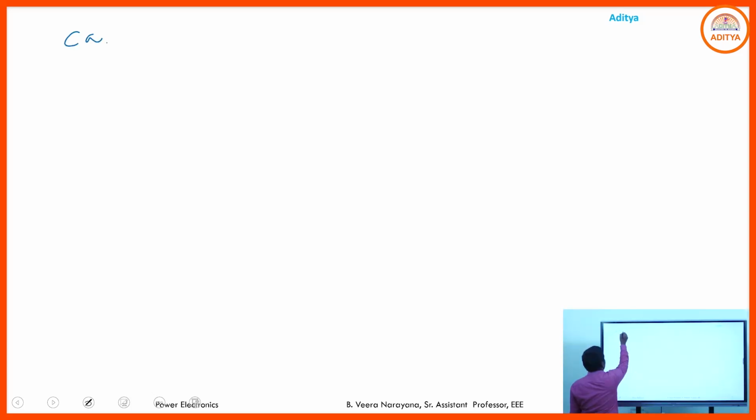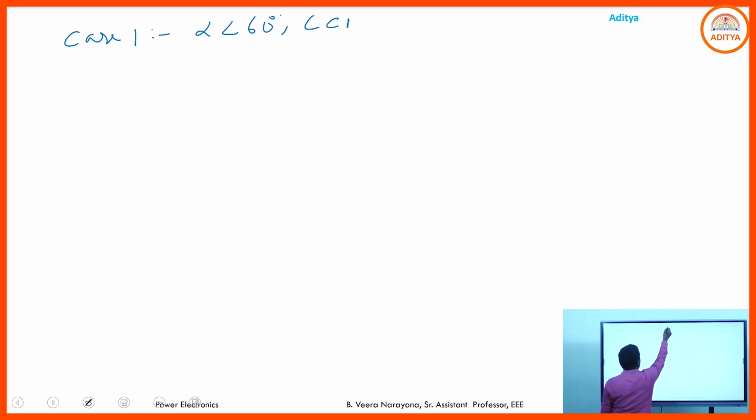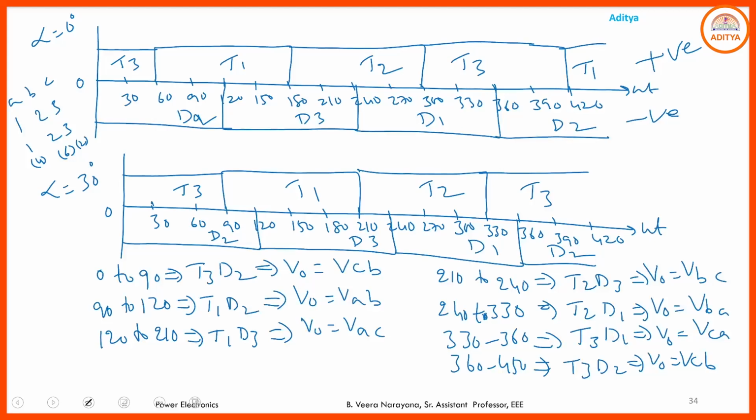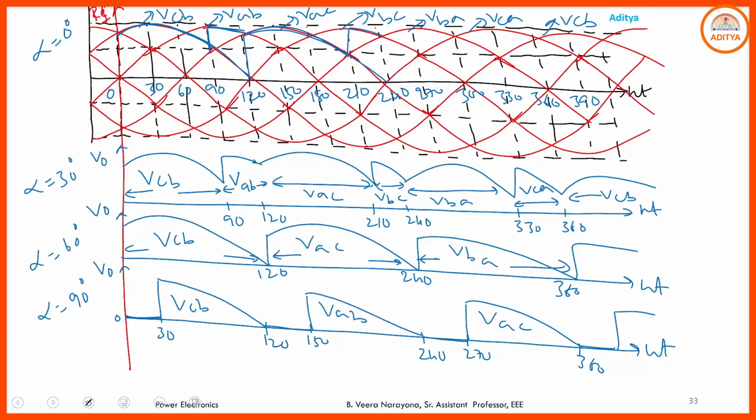Case 1: alpha less than 60 degrees, in continuous conduction mode. The average DC output voltage V0 is equal to, how many pulses have you generated? Total 6 pulses, but 3 pulses have one duration and 3 pulses have another duration.